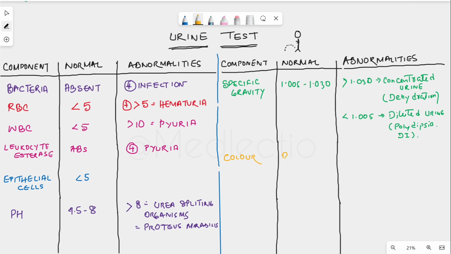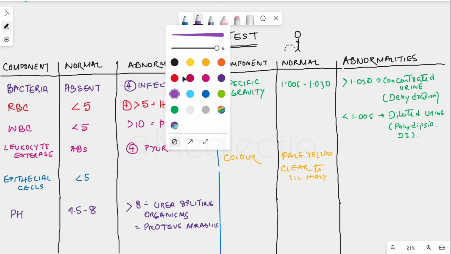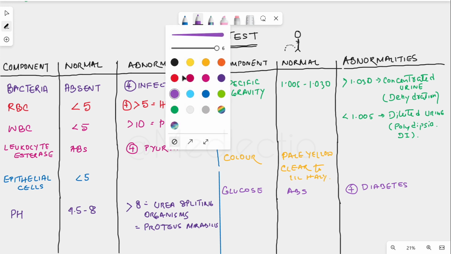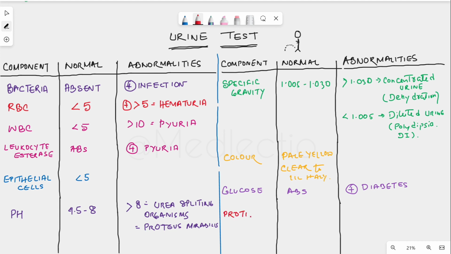Then color. What is the normal color of urine? Normal color of urine is pale yellow, and it is clear or slightly hazy, not cloudy. Then the next parameter is glucose. Normally glucose is absent in urine. If glucose is present in urine, the patient has diabetes, glucosuria. Then protein, normally not present. If it is present, then there is some problem with filtration. Protein is getting filtered in the nephron, so there is some problem in your filtering membrane in your Bowman's capsule.